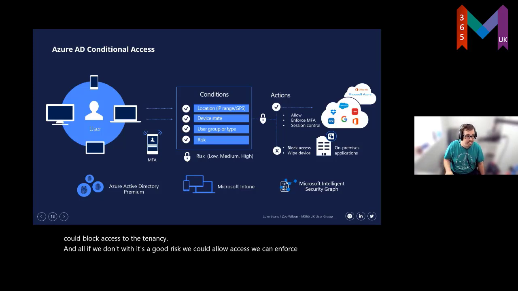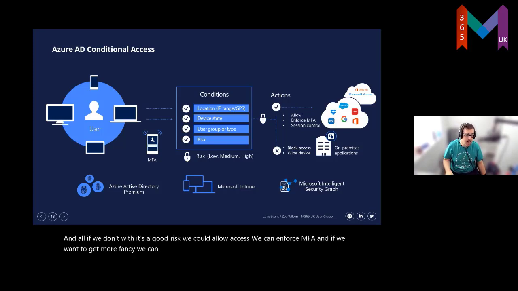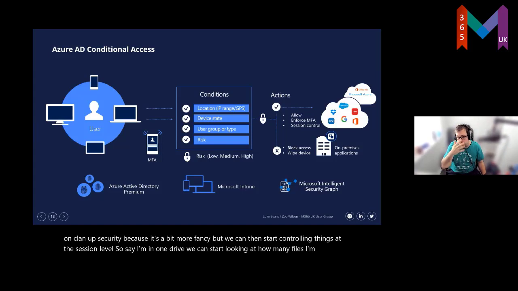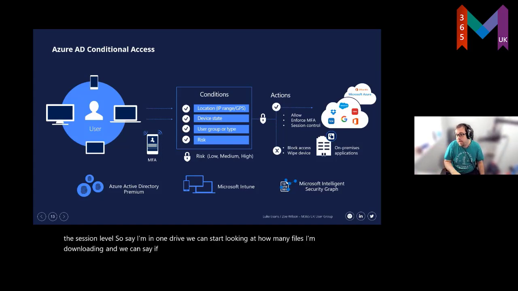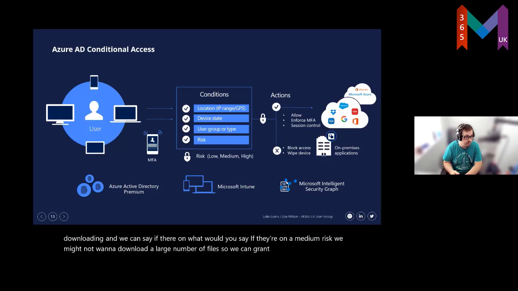And if we want to get a bit more fancy, we can session control that using Cloud App Security. I haven't got a slide on Cloud App Security because it's a bit more fancy, but we can then start controlling things at the session level. So say I'm in OneDrive, we can look at how many files I'm downloading, and we can say if they're on a medium risk, we might not want them to download a large number of files, so we can grant them access and allow that granularity.